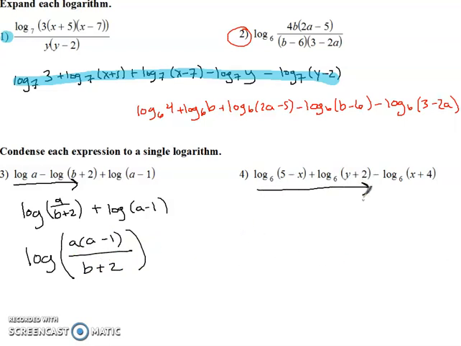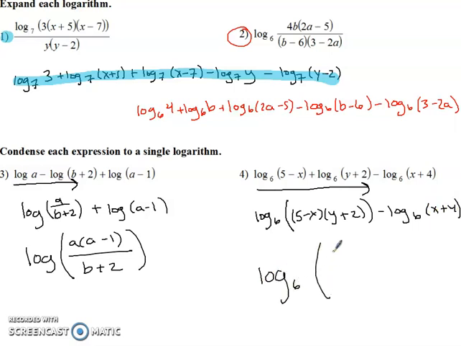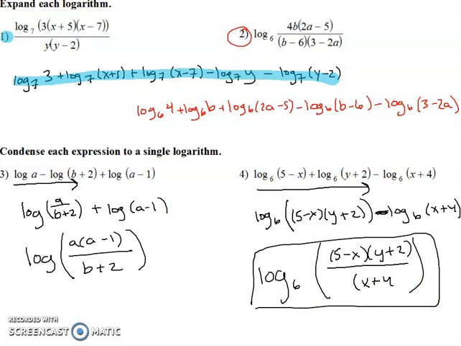I'm going to work from left to right. So I've got log base 6, and then I'm going to multiply those 2 together to get 5 minus x times y plus 2. And then we are subtracting, which means that this x plus 4 is going to be a denominator. So condensing all the way, I've got 5 minus x times y plus 2, and then I'm subtracting another log base 6, which means I divide this by x plus 4, and that is as far as we can go to condense my log.